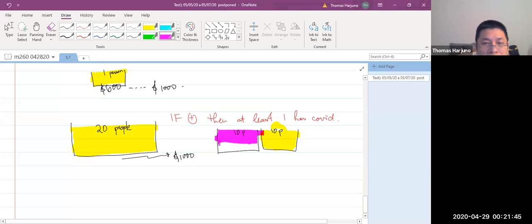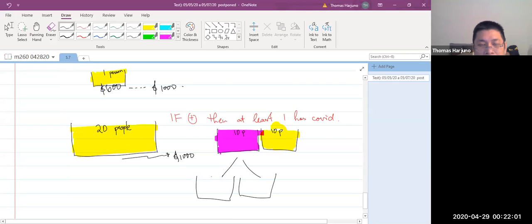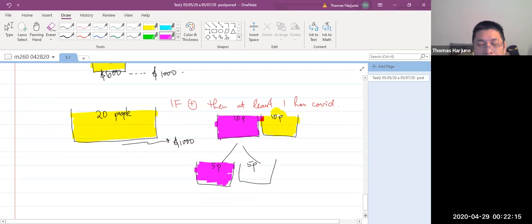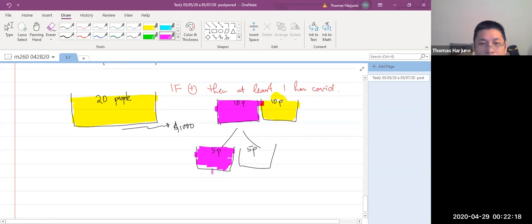If the first 10 is clean, then you can release these 10 people. The other 10 people, they don't test that. Okay, they know when they test this, it will be positive. So what they do is they break it up into two, 5 and 5. Suppose the first 5 is tested positive. Now if it's tested positive, then there must be something wrong here. Then they break it up further, let's say 3 people and 2 people.